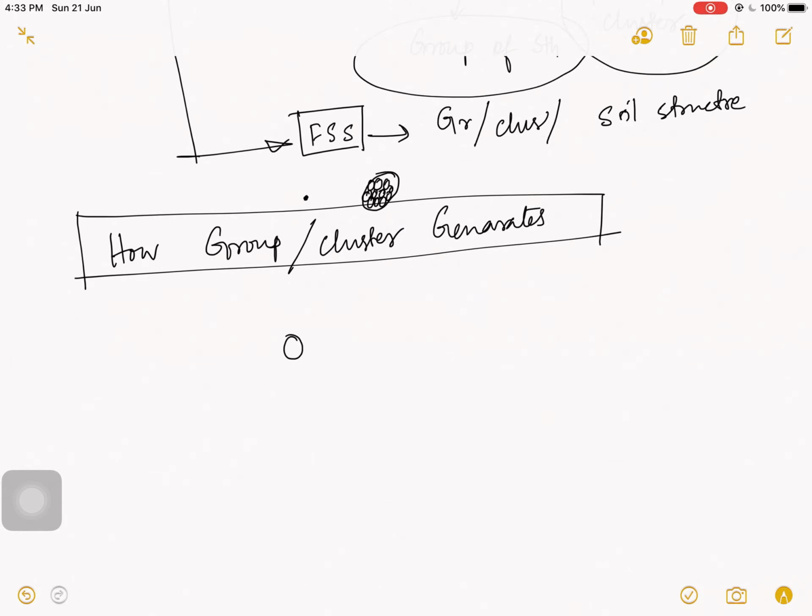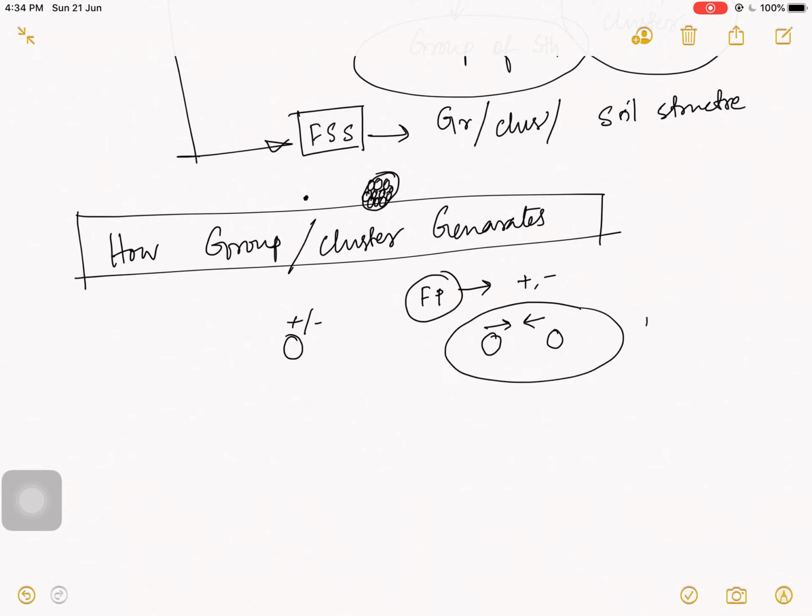We know every particle has some charges, either positive or negative. So flocculent particles have some particular charges. When two flocculent particles come to each other, what happens? Due to their adhesion property, they come close, and when they come close, they make their cluster or group.